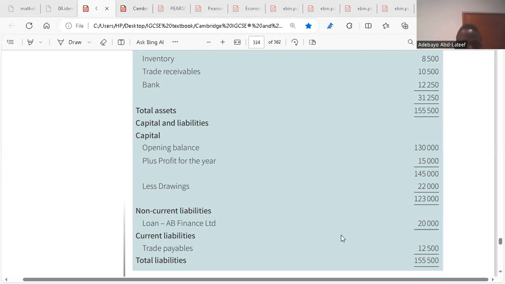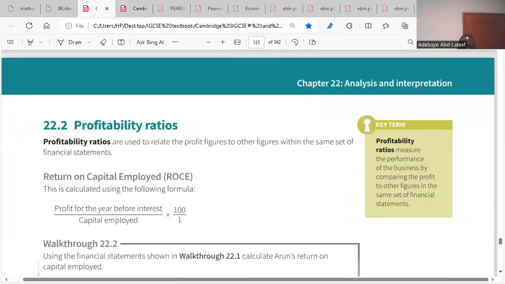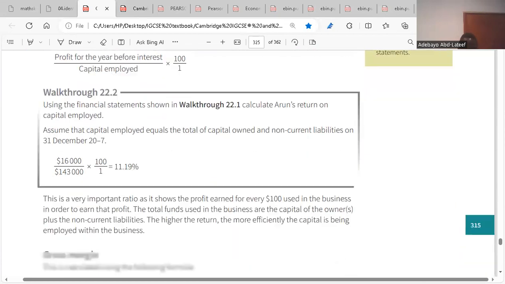So the capital employed will be the capital plus the non-current liability. So it is profit for the year before interest divided by capital employed. Capital employed is owner's equity plus non-current liabilities. That's capital employed. So that was done anyway.